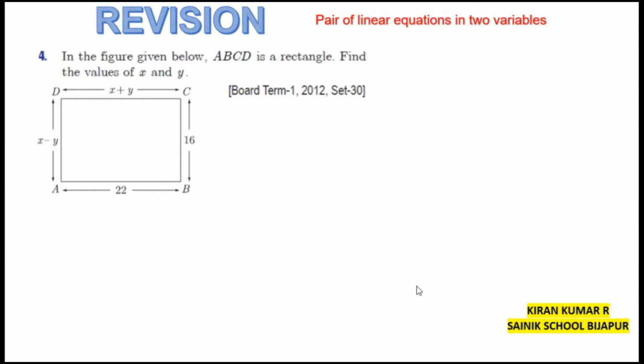In the given figure, ABCD is a rectangle. Find the values of x and y. Look at the figure. We have got opposite sides as x plus y and 22, x minus y and 16. We all know that opposite sides of a rectangle are equal. Let us use that concept to make the equation.